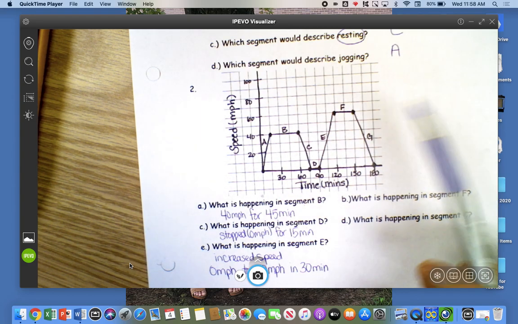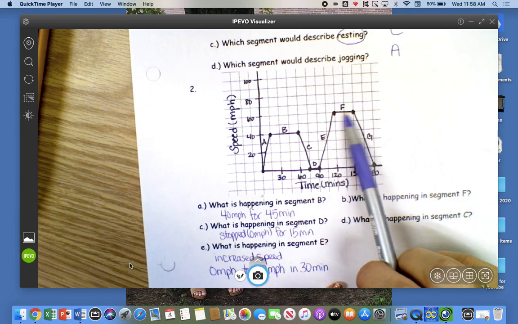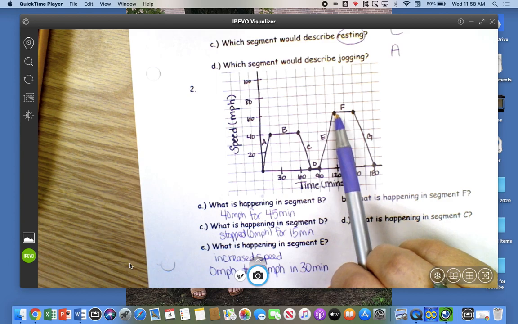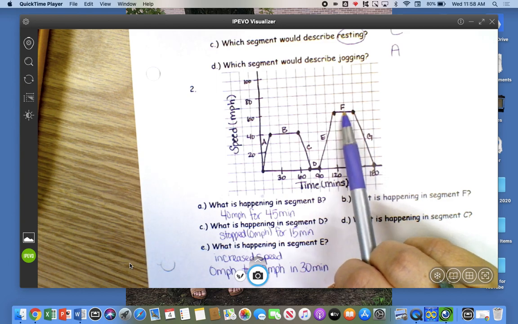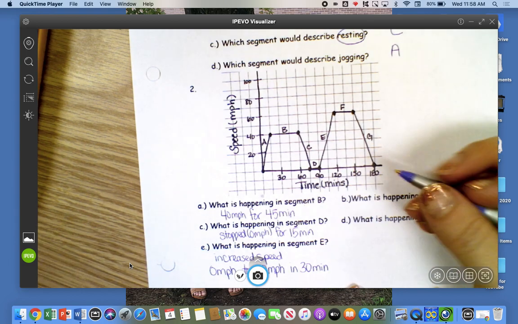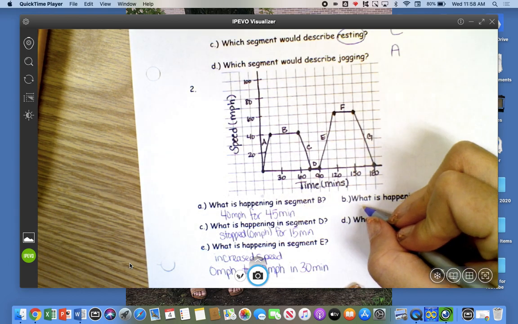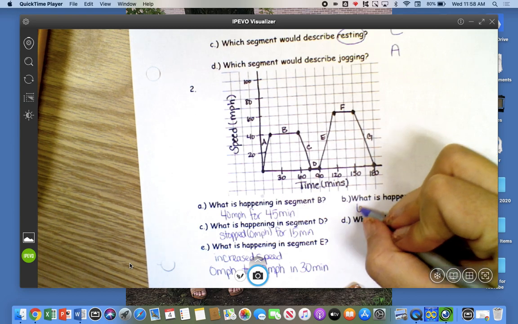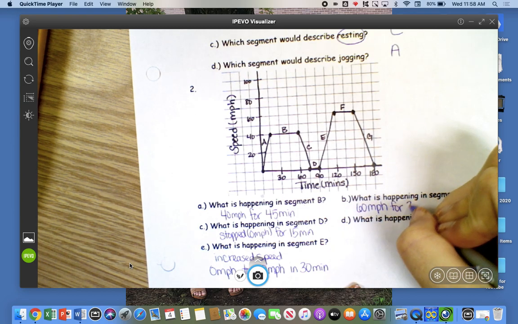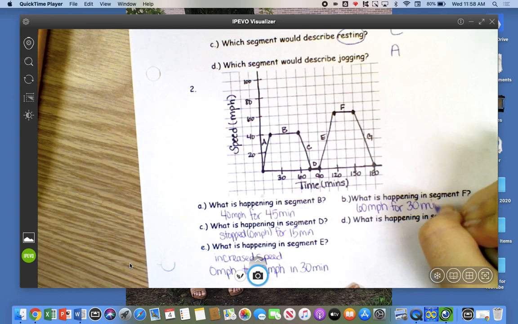All right, segment F. All right, do we have a change in speed? Not at all. We're staying at 60 miles an hour for 2 segments, so those are each 15. So we're going from 120 to 150. So we are doing 60 miles per hour for 30 minutes.